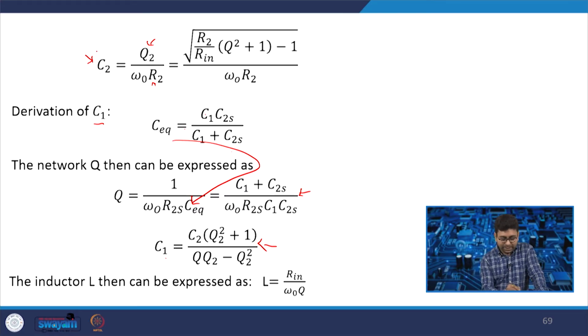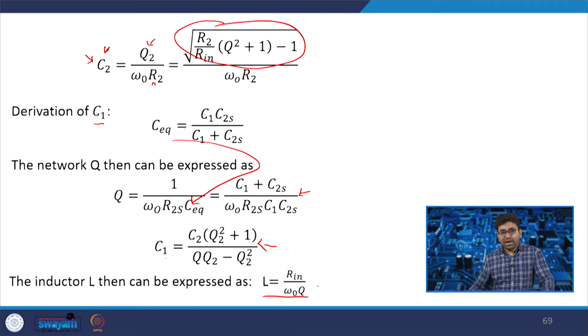So, we can find C2 by using this equation, we can find Q2 by using this equation and Q of the tank circuit, and inductor L is straightforward, that is L which is equal to R in by omega naught Q. So, we will try to see one example of how we can find out all the values.